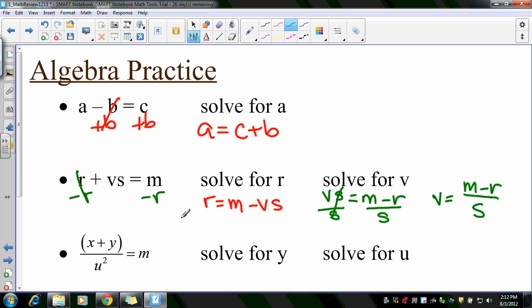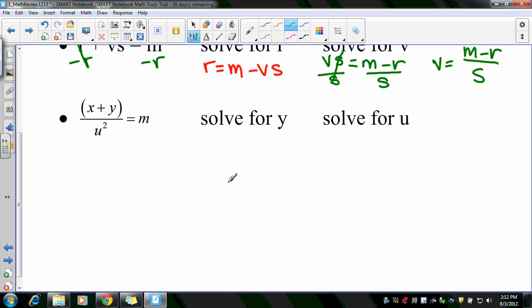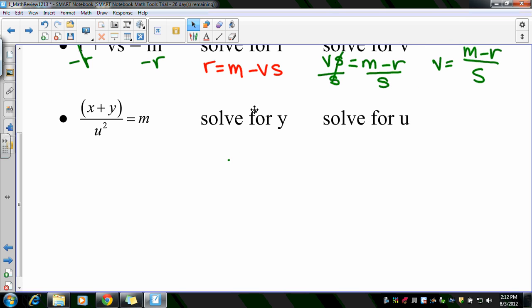So this one's a little bit more fun. Let's give some room here. So now we have a square. Now, for the first part, when we're solving for y, do we care? No. We don't care about the square, except that we have to make sure that whatever we do to one side, we do to the other.